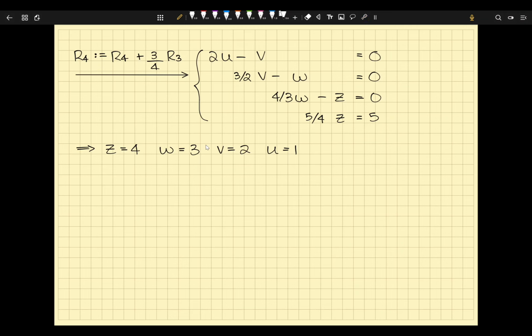And I should mention that this staircase formation, where everything below a pivot is 0, well, let me label these. These are pivots. Everything below a pivot is 0. And when the system looks like this, we call this row echelon form.